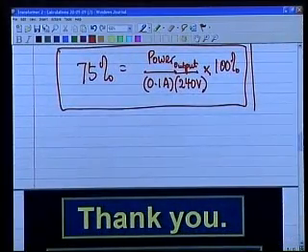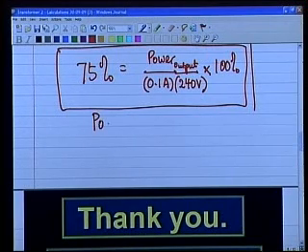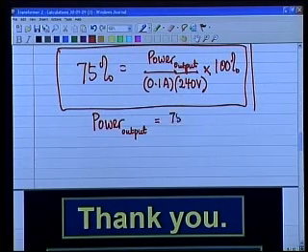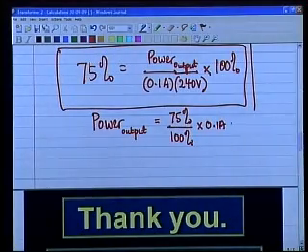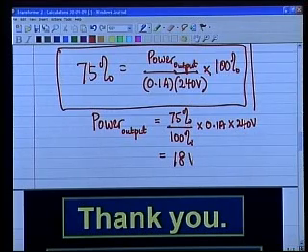It's almost finished. So from this equation, the only thing that we need to calculate now is power output. So the power output, which is the power of the secondary coil, is equals to 75% divided by 100%, multiplied by 0.1 ampere multiplied by 240 volts, and I would get my answer, which is exactly 18 watts. Alright, so this will be my answer to the question.